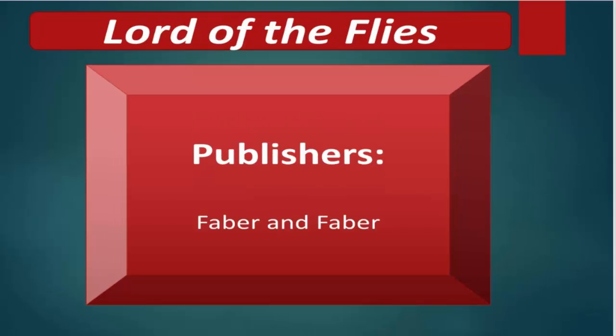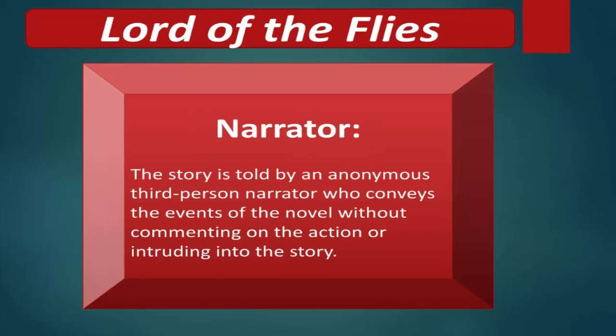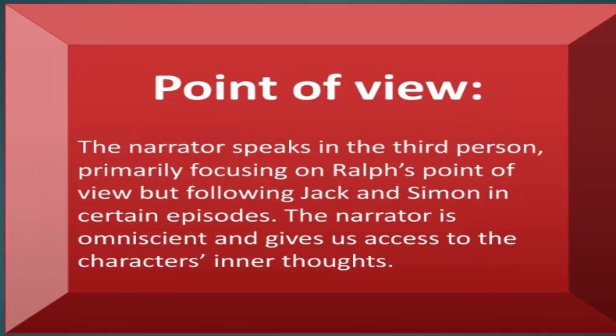Publishers: Faber and Faber. Narrator: the story is told by an anonymous third-person narrator who conveys the events of the novel without commenting on the action or intruding into the story. So he tells whatever he sees. He doesn't comment himself. Point of view: the narrator speaks in the third person, primarily focusing on Ralph's point of view, but following Jack and Simon in certain episodes. The narrator is omniscient and gives us access to the characters' inner thoughts.